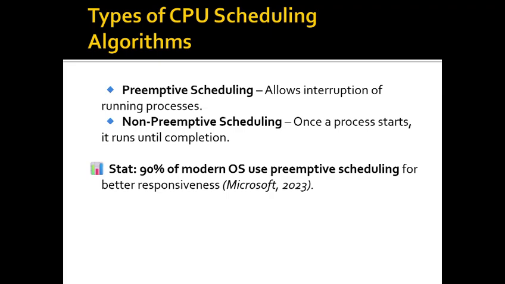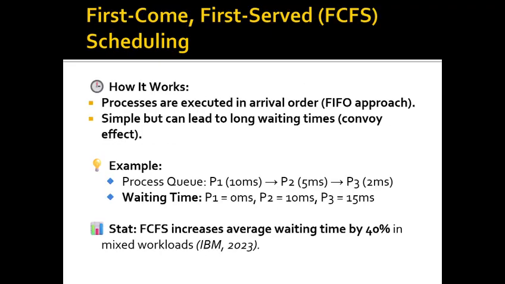Preemptive scheduling means once the time is completed, the job gets stopped and moves to the next job. Non-preemptive means it waits till the entire job gets completed. As per the statistics in 2023 regarding Microsoft, 90% of the modern OS use preemptive scheduling for better responsiveness. First come first serve scheduling.